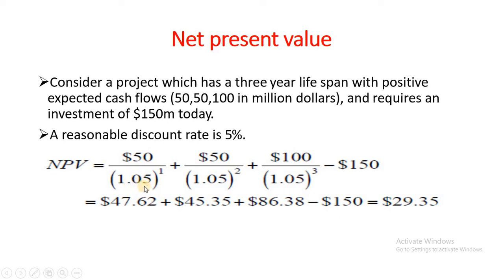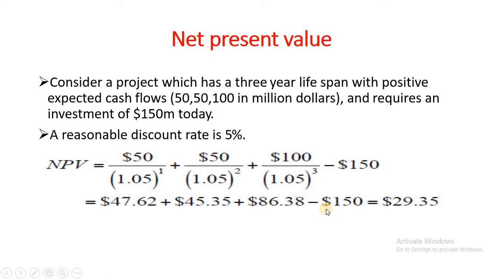05 means the 5%, which is the discount rate, to the power 1, as it is in year 1. So the present value of 50 million, which will be generated in year 1, is 47.62 million. Similarly, the present value of 50 million cash inflow, which will be generated in year 2, is 45.35 million. And in the final year, the project will generate 100 million cash flow, and its present value is 86.38, and its initial investment is 150 million.